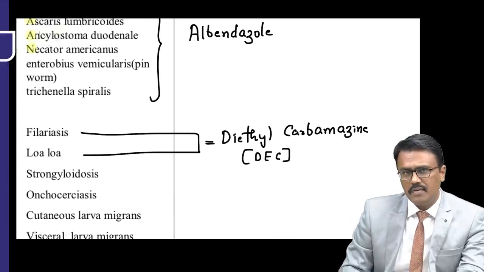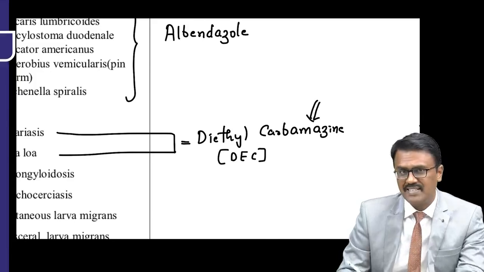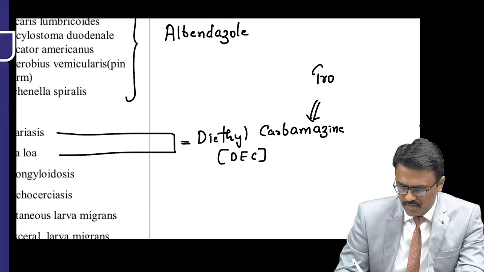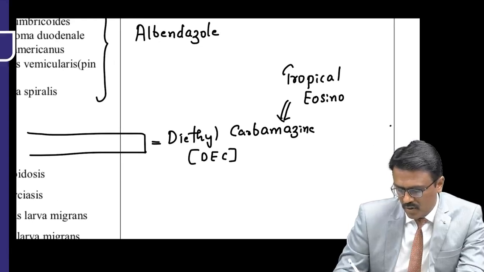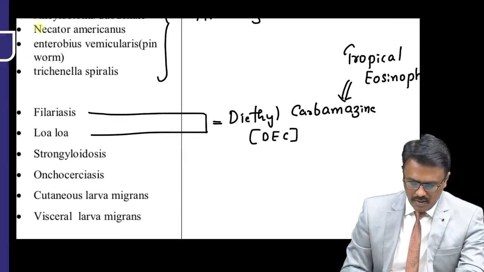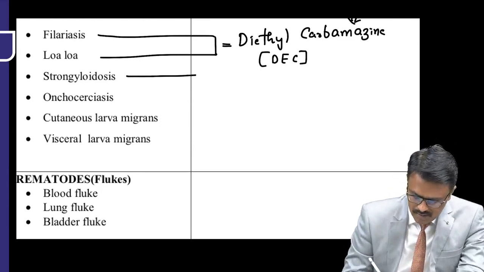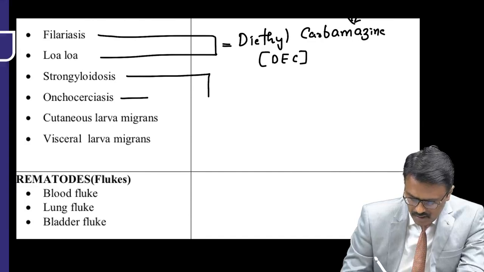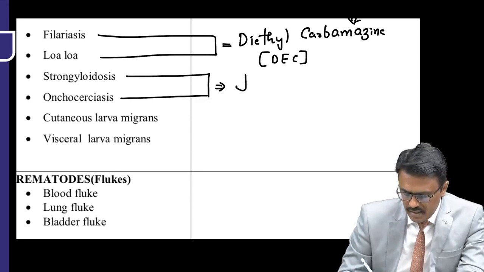Now, is there any condition where we use DEC? Yes, it is also used in one more condition. Any guesses? It is also used in tropical eosinophilia. Now, coming to the management of strongyloidosis and onchocerciasis. Onchocerciasis is nothing but river blindness. The best drug for managing that is a drug called ivermectin.